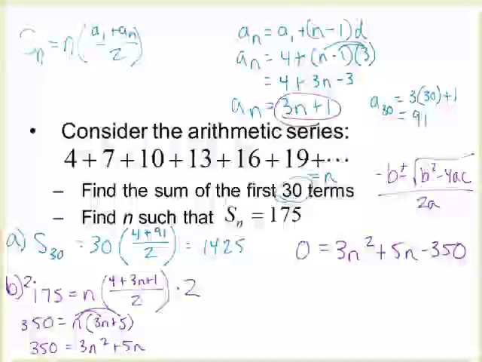So then plugging values into the quadratic formula, I get -5 plus or minus square root of 5 squared minus 4 times 3 times -350 all over 2 times 3.